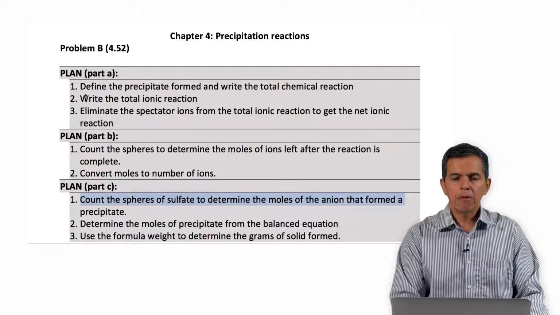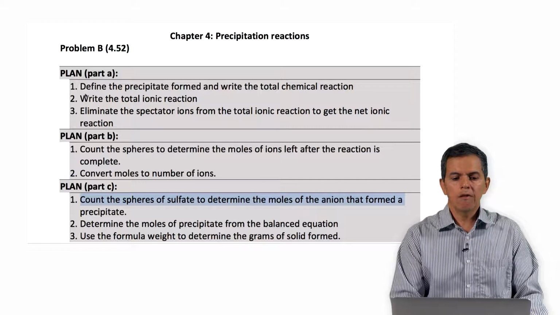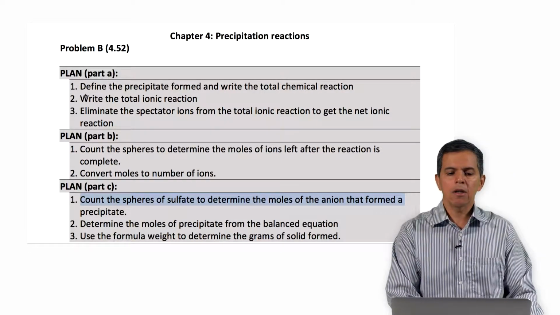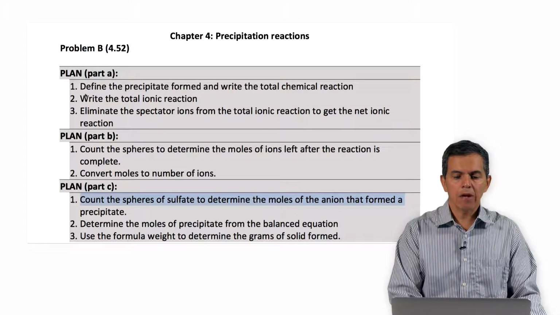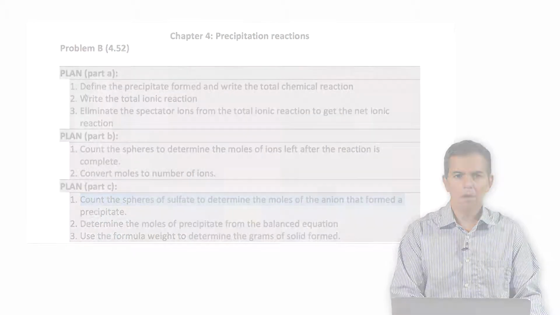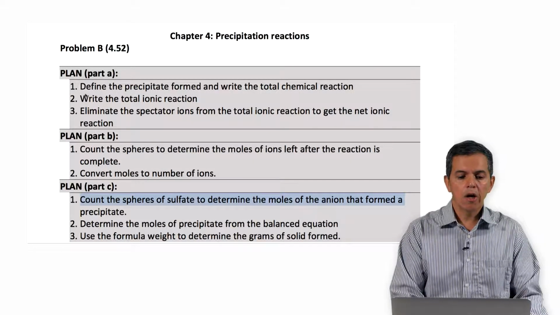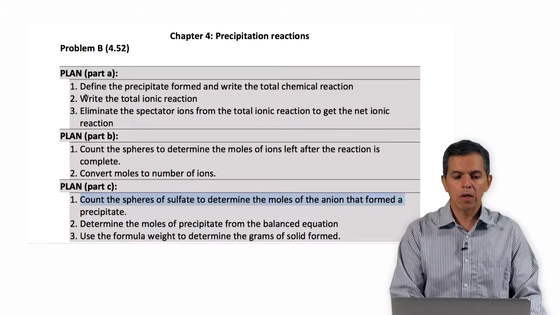The plan to solve the problem can be better defined in three parts. In part A, we're going to define the precipitate formed and write the total chemical reaction. Then we're going to take that total chemical reaction as the basis to write the total ionic reaction. Once we finish writing the total ionic reaction, we will eliminate the spectator ions and get the net ionic reaction. For part B, we are going to count the number of spheres and determine from that the number of moles of ions left after the reaction is complete.